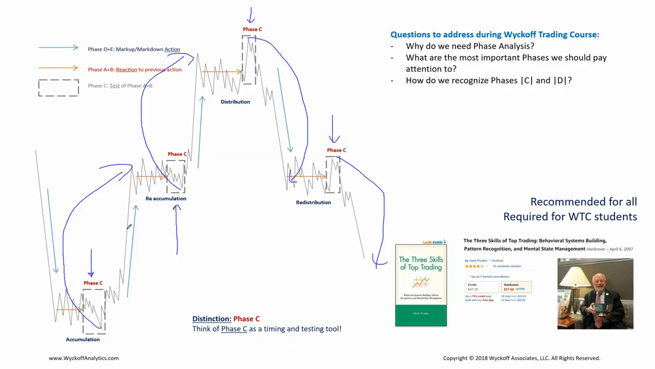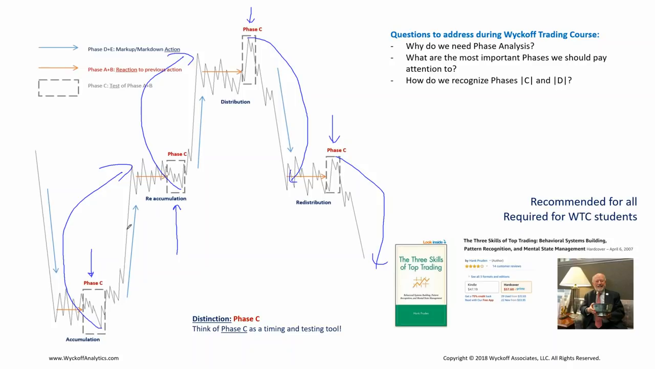Well, phase C is the low of the trend or the high of the trend, an extreme point of the trend, the beginning of the trend. And by the way, for those of you who are thinking, well, what if phase B has a lower low than phase C, or a higher high than phase C?